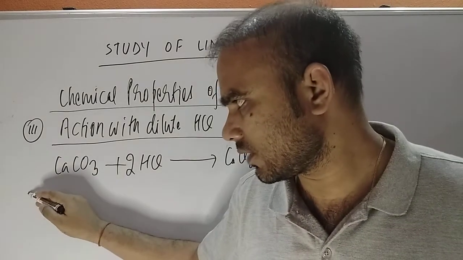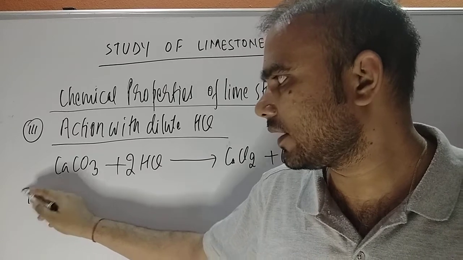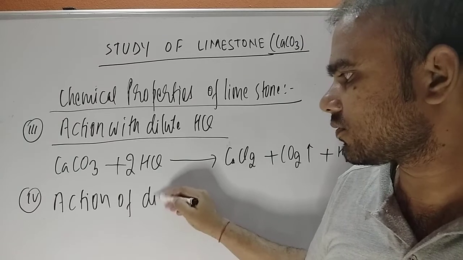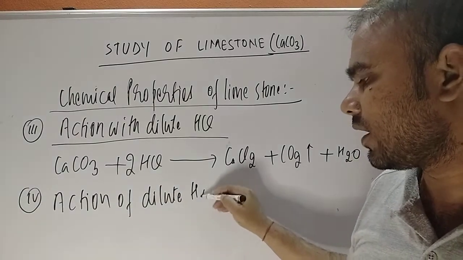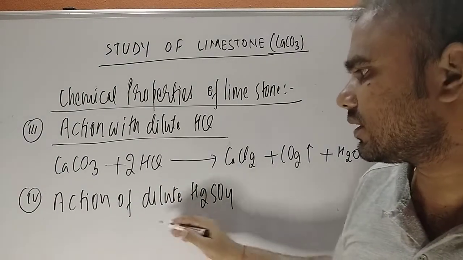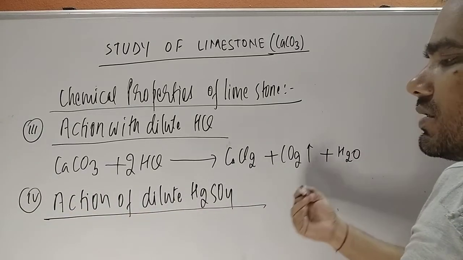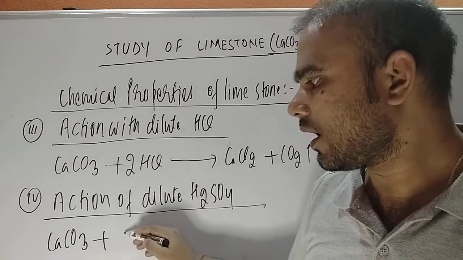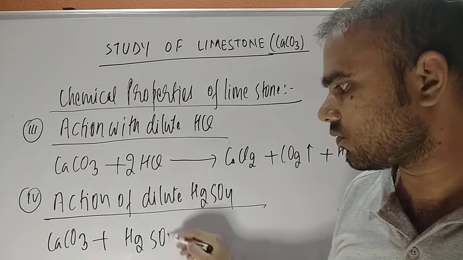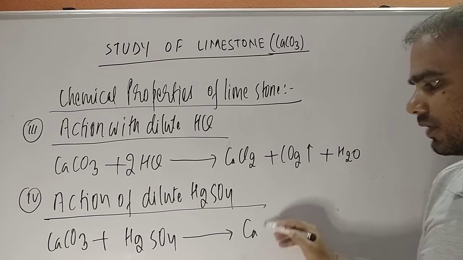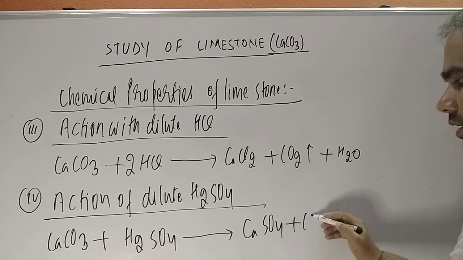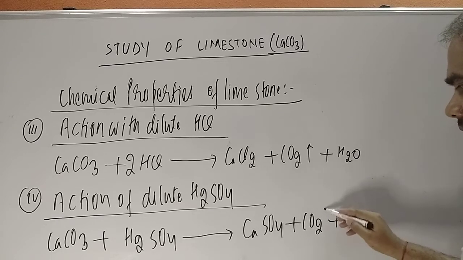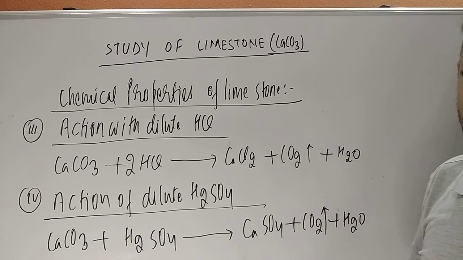The fourth point is the action of dilute H2SO4. The similar product you will get, student: salt plus water plus carbon dioxide. So here CaCO3 is there, and we are treating it with H2SO4, so it is going to give CaSO4, CO2, and H2O, right student? So these will be the products.